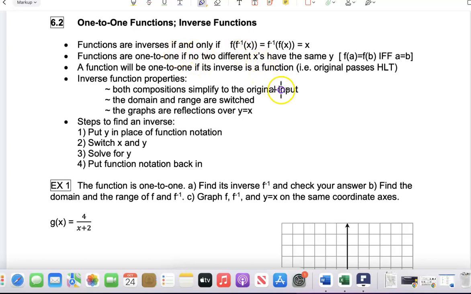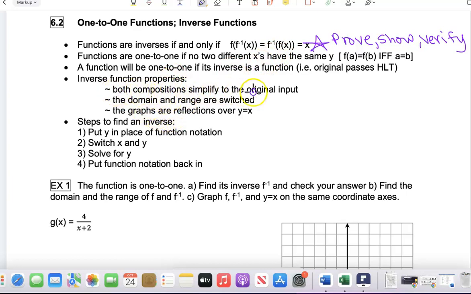Functions are inverses if and only if f of f inverse is equal to f inverse of f is equal to x. Now, if you are asked to prove, show, or verify that two functions are inverses, this is what you need to do. You need to show that both compositions simplify to the original input, which in the original function would be x. So this is one of our properties, but it's also the definition.